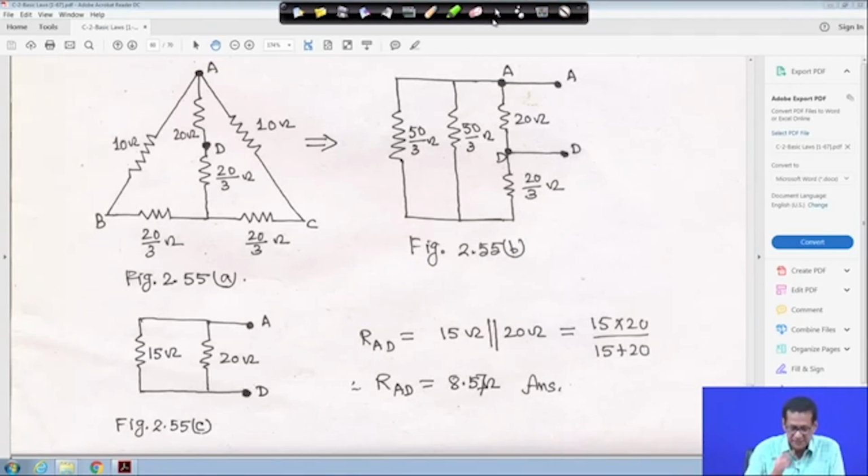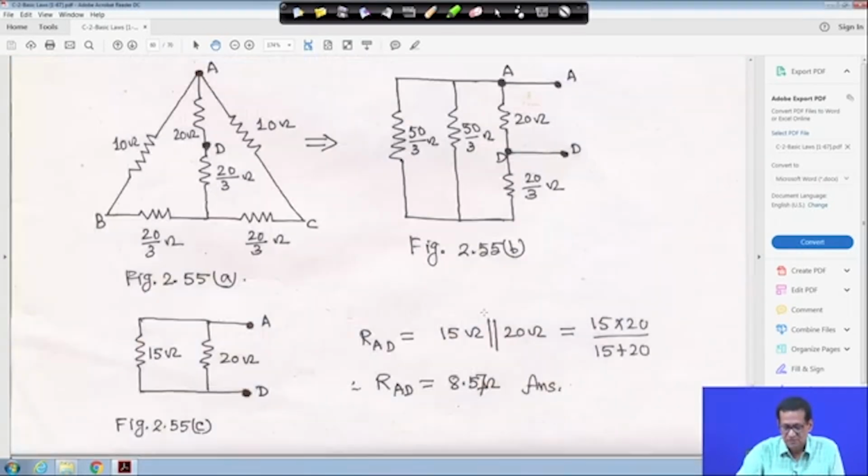right. So, this 15 and 20 ohm are in parallel, these two, and it is equivalent, you find out that 15 into 20 upon 15 plus 20. So, RAD will be 8.57 ohm. This is your answer, right.